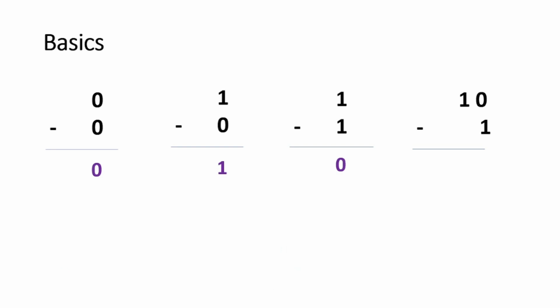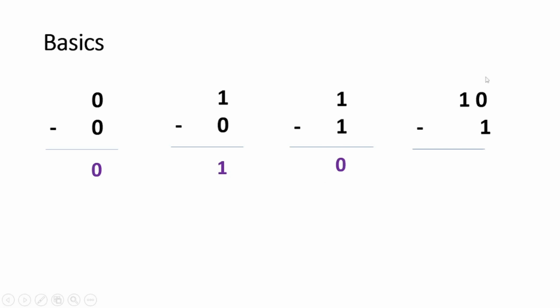Let's learn the basics first. Binary numbers have two-digit representation, zeros and ones. If we subtract 0 and 0, we will get 0. 1 minus 0 is 1. 1 minus 1 is 0.